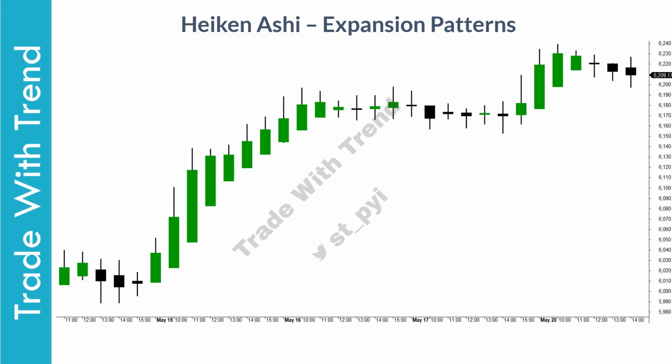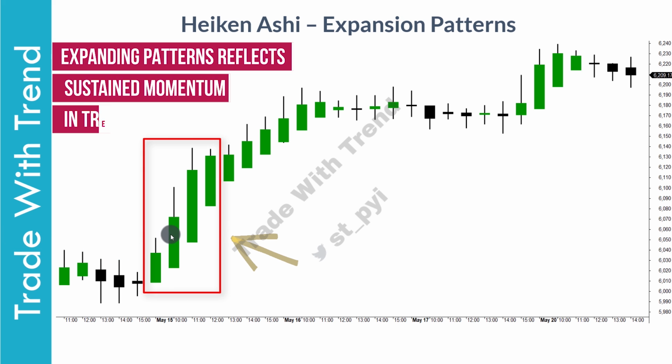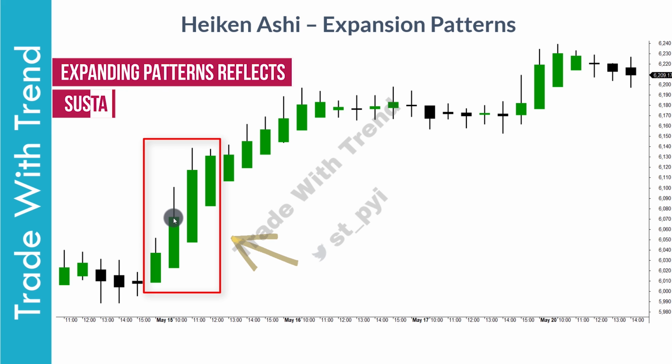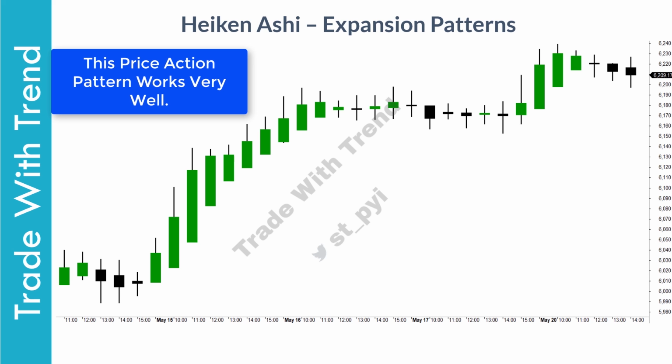Let me now introduce you to a very strong Heikin Ashi price action pattern. If you look at this chart in front of you, there are three expanding Heikin Ashi candles visible. The first candle is smaller than the second candle, and the second candle is smaller than the third candle. In price trend analysis, if you find this happening, then do take note of this, as this is a high probability trending pattern wherein price continues to move in the direction of trend.